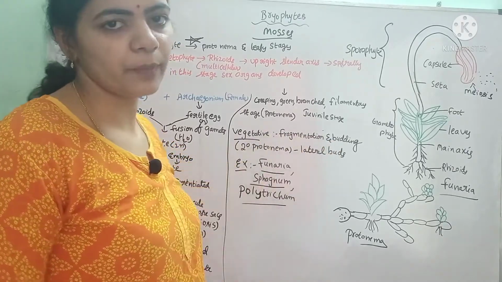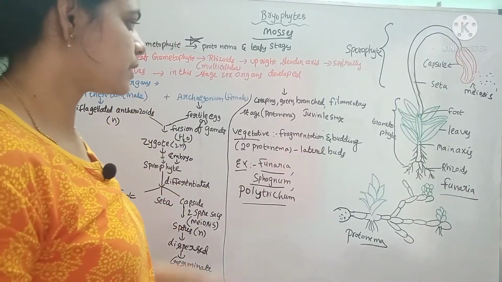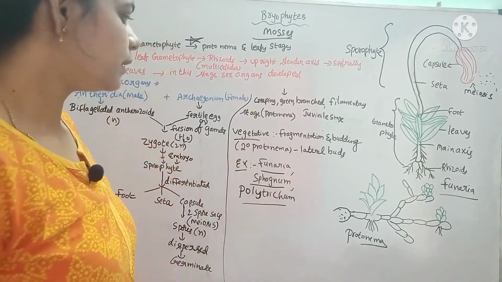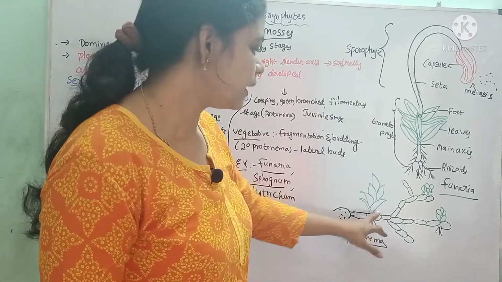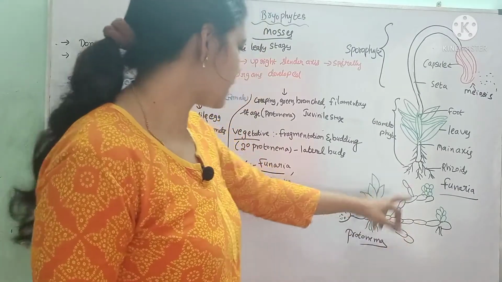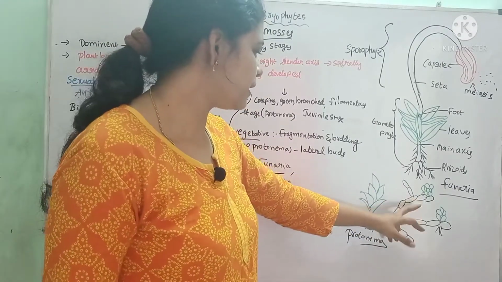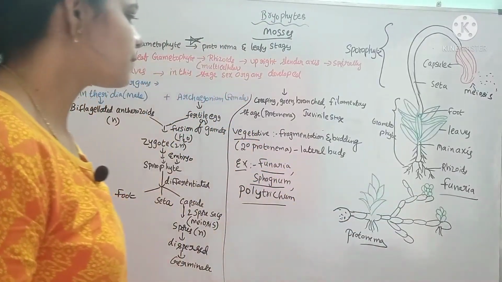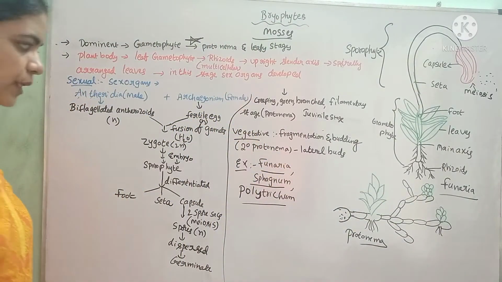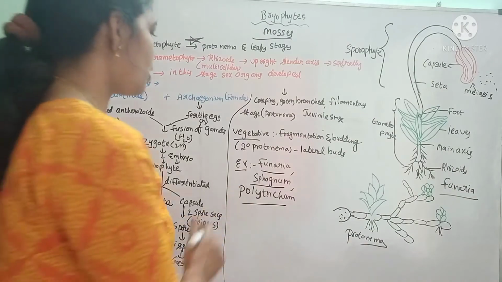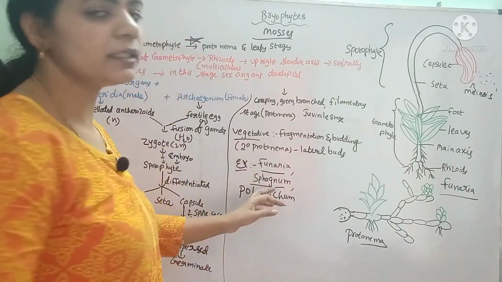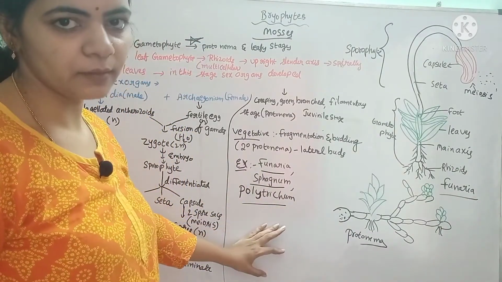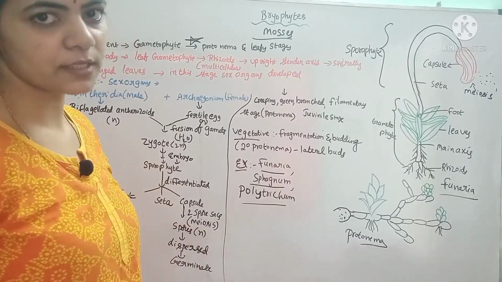In fragmentation, a part develops into new individuals. Whereas in budding, we have seen this protonema. Here, this is the protonema, and these are the secondary protonema. From this secondary protonema, lateral buds develop. These lateral buds help in vegetative propagation. Examples of mosses are Funaria, Sphagnum and Polytrichum.